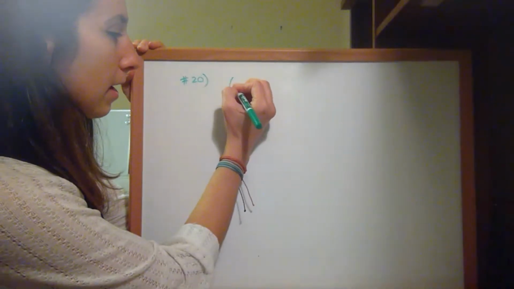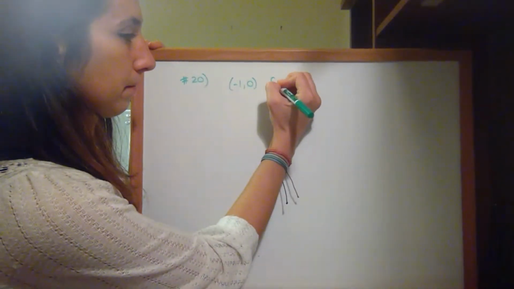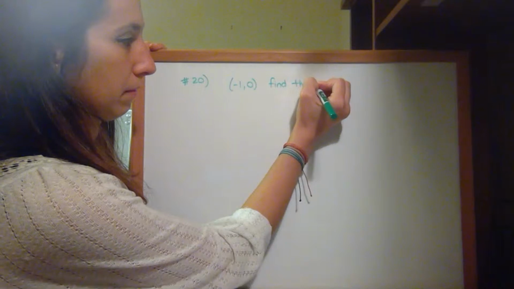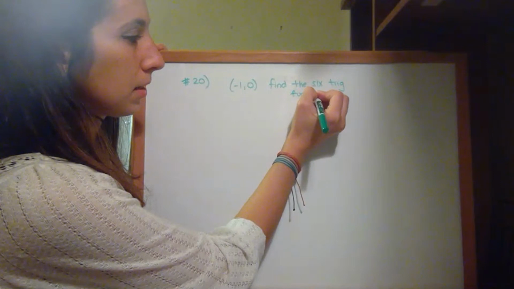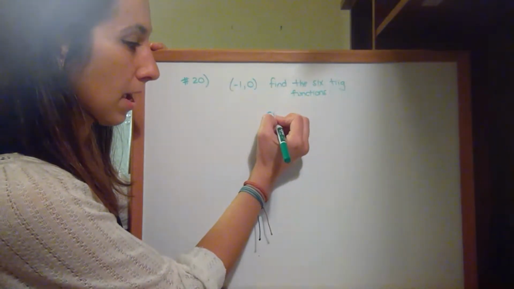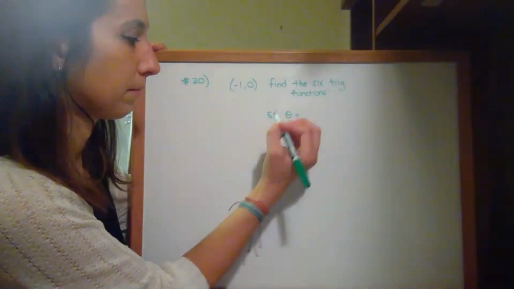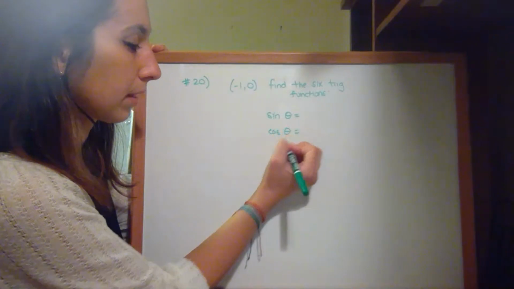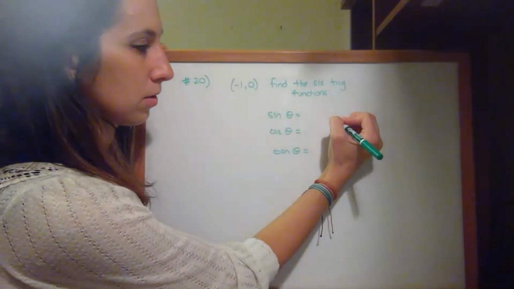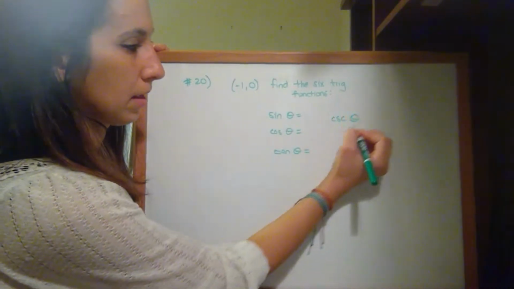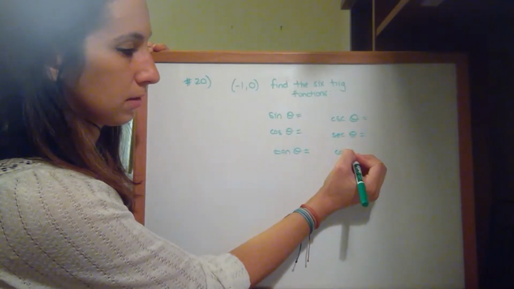Given the ordered pair -1, 0, find the 6 trig functions. Okay, so our 6 trig functions are sine of the angle. That's just theta, it doesn't matter. You can make it an A. Cosine, tangent, and then the reciprocal of sine is cosecant. Reciprocal is secant, and then cotangent.